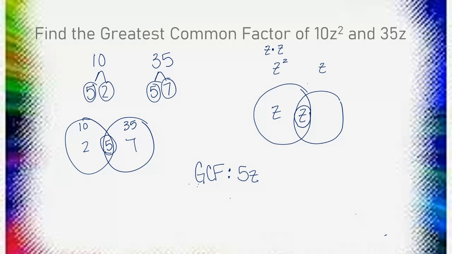Okay? So again, the Venn diagrams can help. I always separate the numbers from the letters and then put them together for my answer. That seems to be the easiest way to do it. I suppose I could have combined the z's into the 10, the z squared into the 10, and then the z into the 35, but it seems easier to kind of keep it separate.